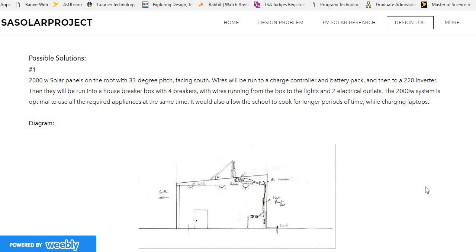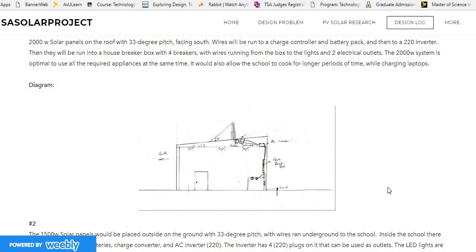Then they will be run into a house breaker box with 4 breakers with wires running from the box to the lights and 2 electrical outlets. The 20-watt system is optimal to use all the required appliances at the same time, and it would allow the school to cook for longer periods of time while charging the laptops. So here below we have a small little diagram.